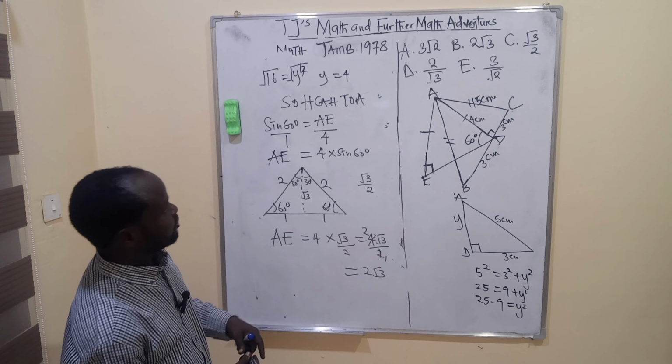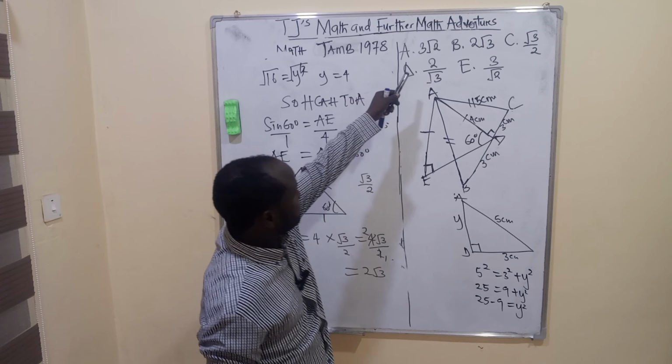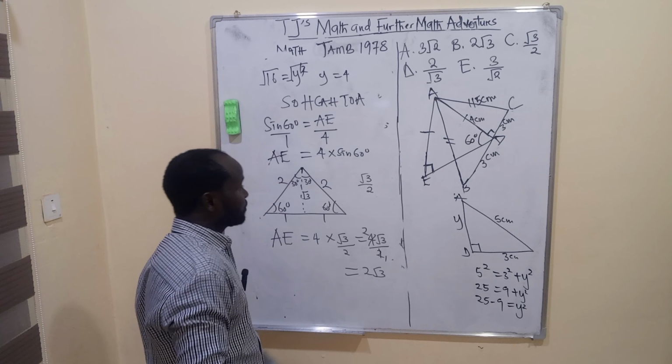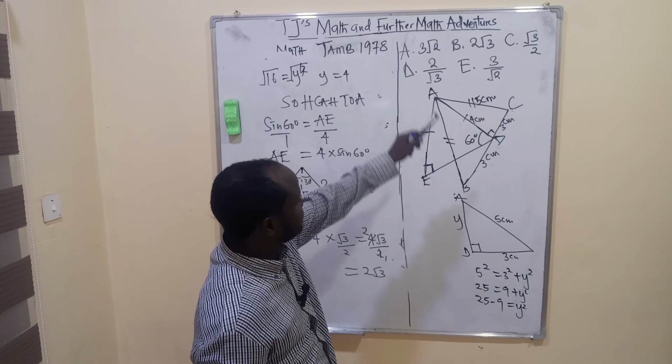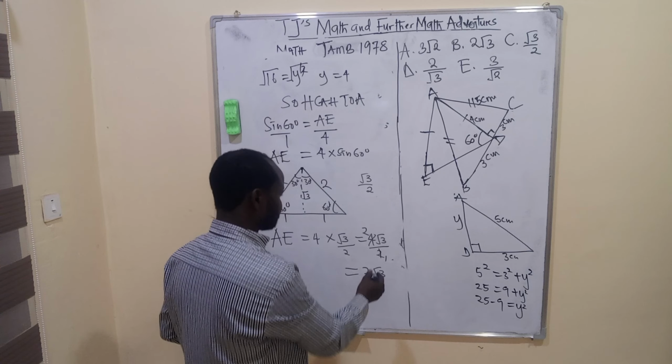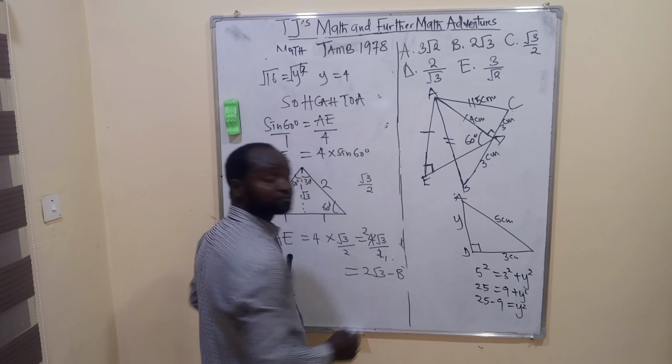From the options, let's check. Option A is 3 root 2. No. Option B, 2 root 3. Yes. So the correct option is option B.